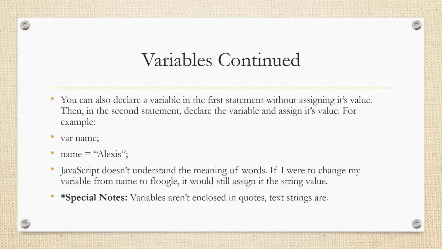JavaScript doesn't understand the meaning of words. So if I were to change my variable name from Flugel to Alexis, or from Alexis to Flugel, it would still assign it the string value. Variables aren't enclosed in quotes, text strings are. So you're using a variable to create a string. You're not creating a variable, if that makes any sense. So var being the declared variable name, and then the string Alexis. Alexis is a text string.